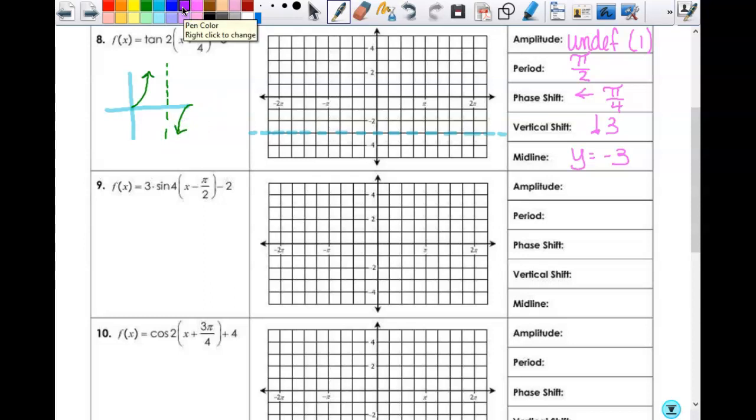All right, so tangent starts at 0, 0. My new 0, 0, because of the midline, is down here. But I also have a phase shift of pi fourths, so I'm going to move to the left pi fourths. There is my new 0, 0.